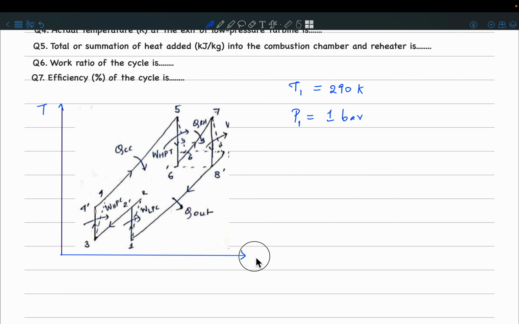x-axis is the entropy. So in the TS diagram, we start from this state 1, which is the inlet, and then we have a low pressure compressor, and after that there is a high pressure compressor. Between these two we have the intercooler. That is why you can see this decrease in the temperature. So between the low pressure compressor and high pressure compressor, because there is an intercooler, the temperature is decreasing at a constant pressure line. And then after the high pressure compressor, there is combustion.